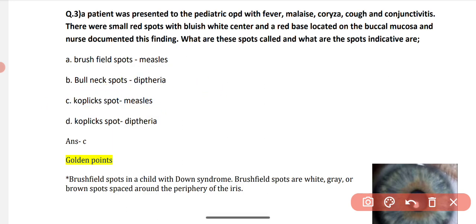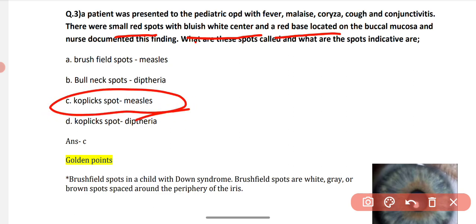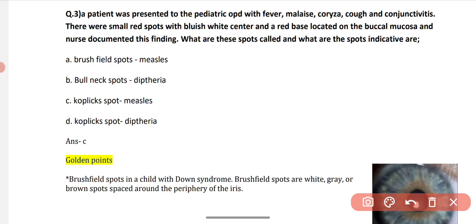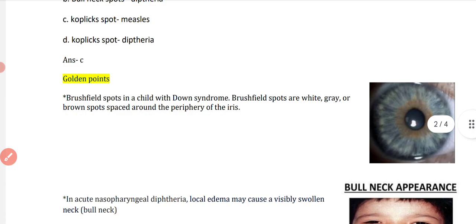See, small red spots with bluish white center and red base on the buccal mucosa is a classical sign of measles, and these characteristic spots are called what? Koplik spots. Okay, red base, white bluish tip, and seen in the buccal mucosa. Okay, fine. So let's see the golden points.